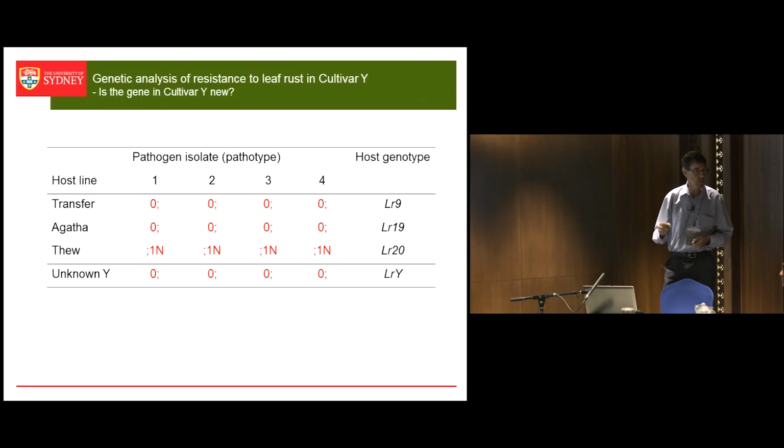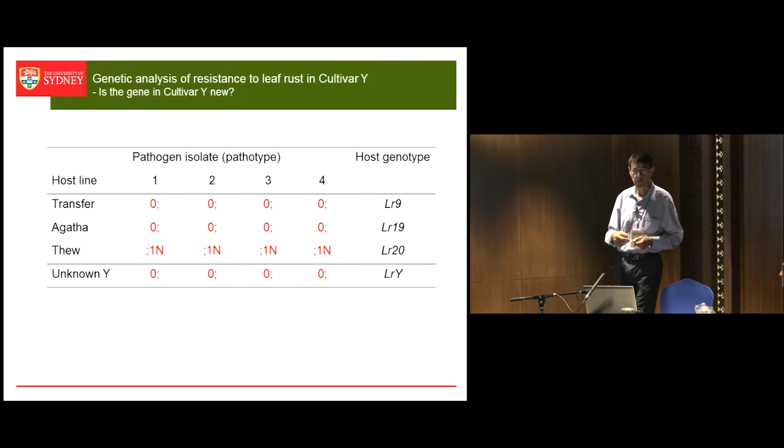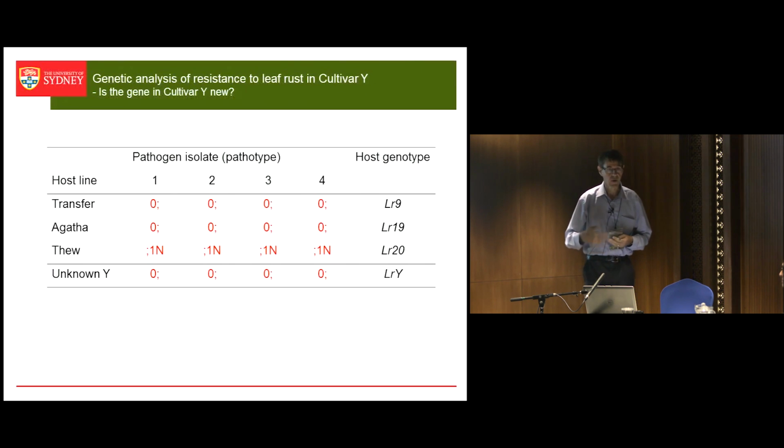But if we get susceptibles in those crosses, then we say it's not LR9, it's not LR19, it's probably something new. And of course, if it's new, our breeders want that. They want that gene and they want to be able to breed with it. So what do we do to actually do the next step in the genetic characterisation? We have to do the mapping.